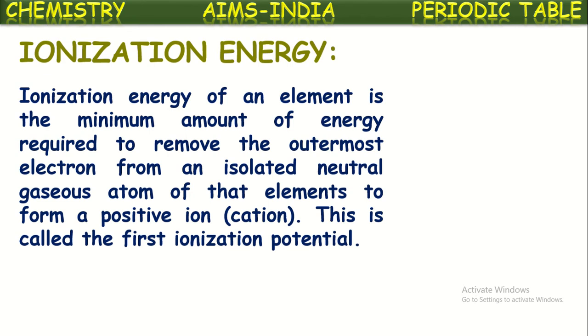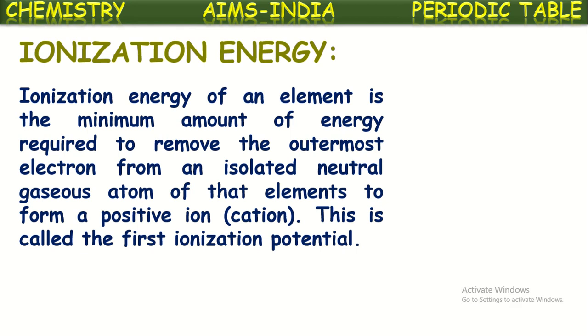Ionization energy of an element is the minimum amount of energy required to remove an electron from the outermost orbit of an isolated neutral gaseous atom to make that element a unipositive ion, that is, a cation. By the removal of that electron, the element becomes a unipositive ion.